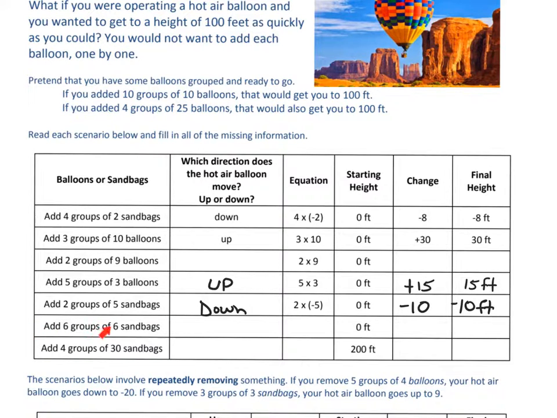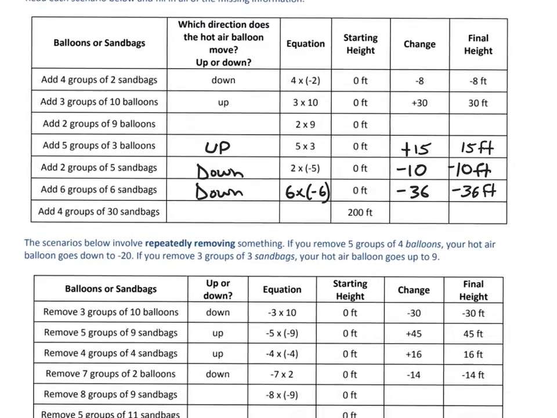6 groups of 6 sandbags. Well, we're adding sandbags, those are negative. We have 6 groups of them. It's got to be going down. And we're doing 6 groups of 6 sandbags because they're negative, so I put parentheses negative 6. If we start at 0 feet, 6 times negative 6, we would be down negative 36, and that would be negative 36 feet. All right, I think you're probably getting that. Now let's go down to the next scenarios.